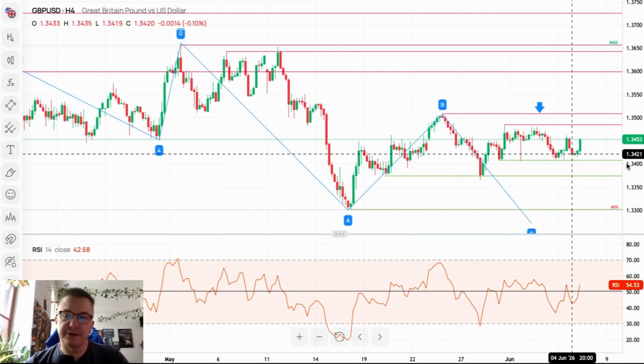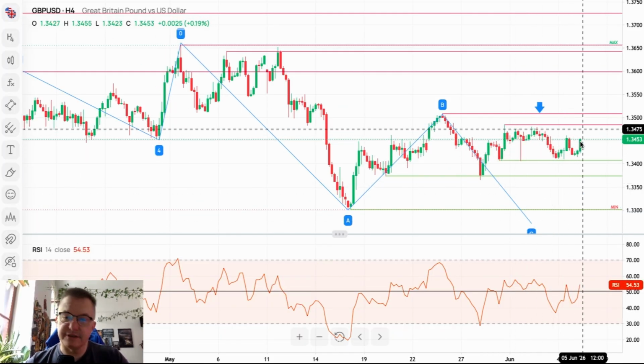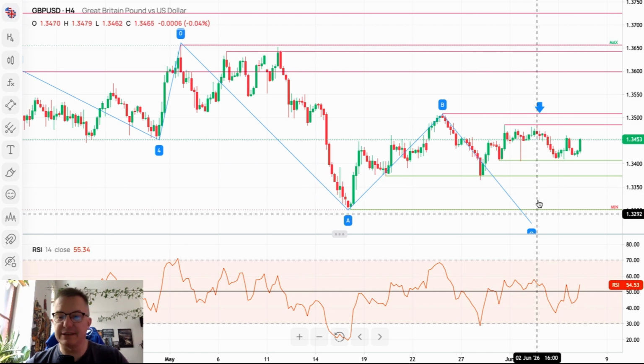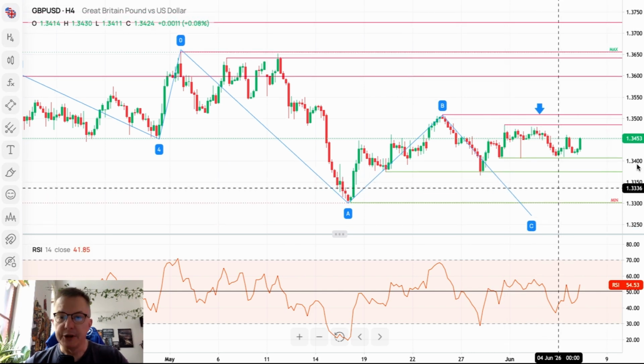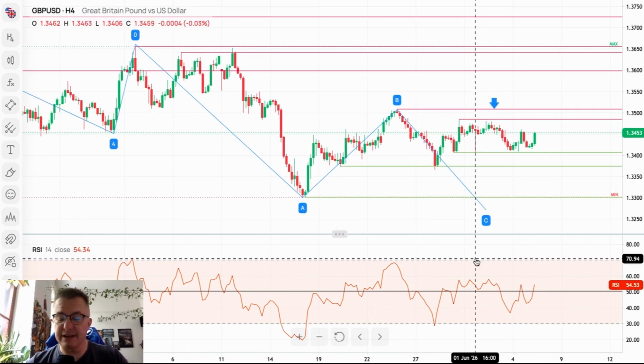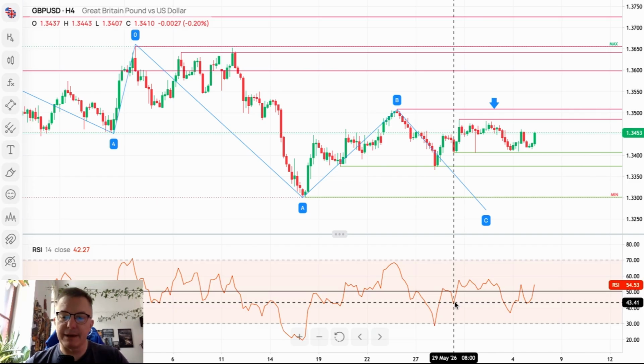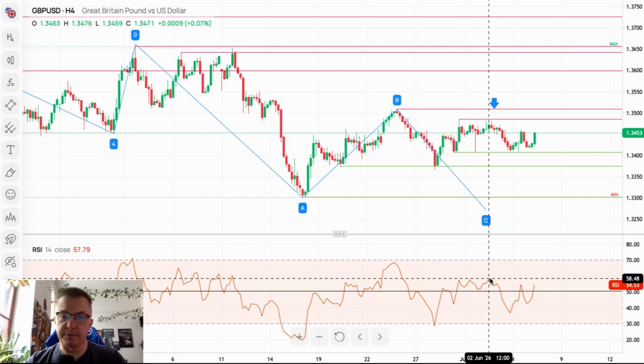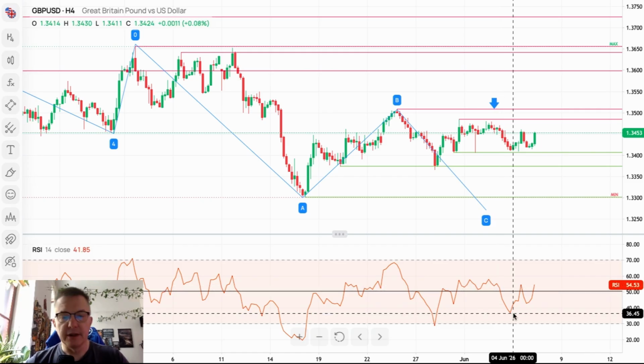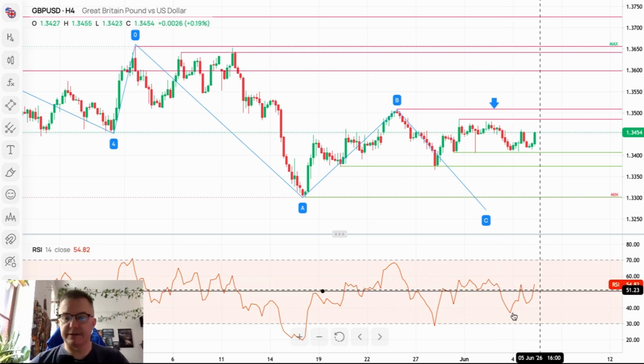British pound is trading inside of the trading range, which is inside of the bigger trading range, as the wave C to the downside keeps developing. The current situation is exactly the same as on the euro dollar. We keep moving to the positive territory, then to the negative territory, oscillating around the level of 50.